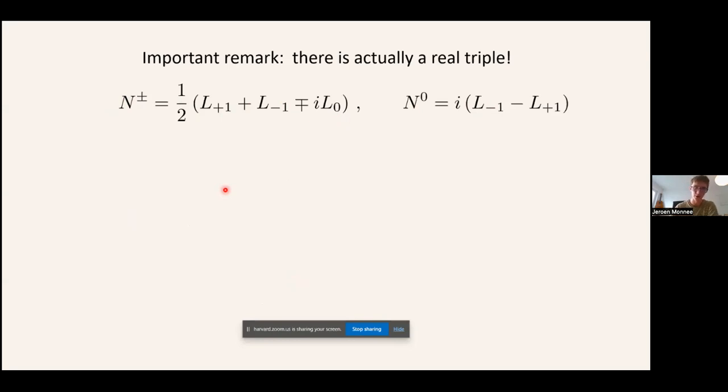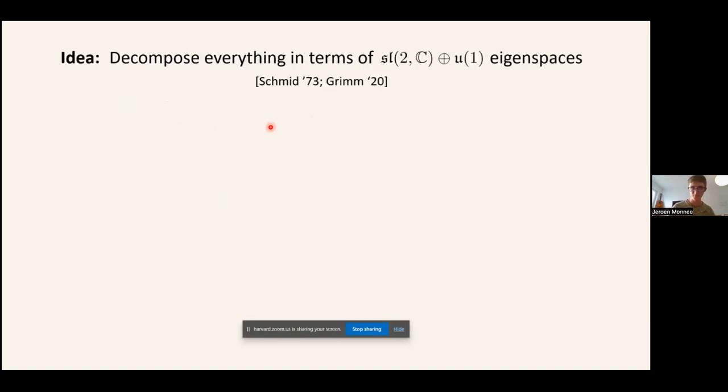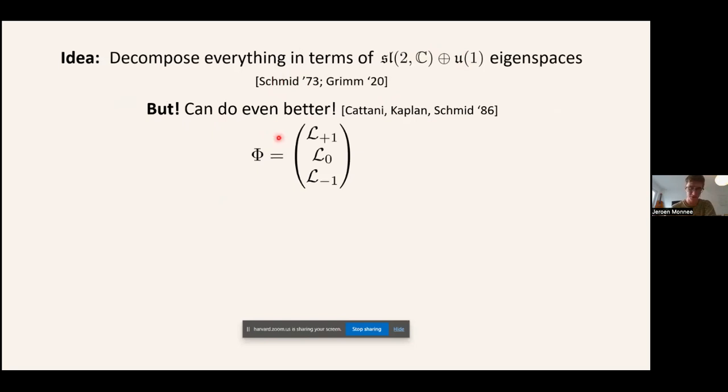But as you hopefully realized, to see how this SL2 triple emerges, it's a bit more natural to look at the L's. And also, if you want to do this simultaneous eigenspace decomposition, you need to look at the complex algebra. Okay, so as I said, the idea is now somehow to decompose everything in terms of weights with respect to the SL2 and charges with respect to this U1. And this was done first in Schmid's paper. But actually, the mathematicians realized that you can do even better than this. And this was the genius insight in this paper.